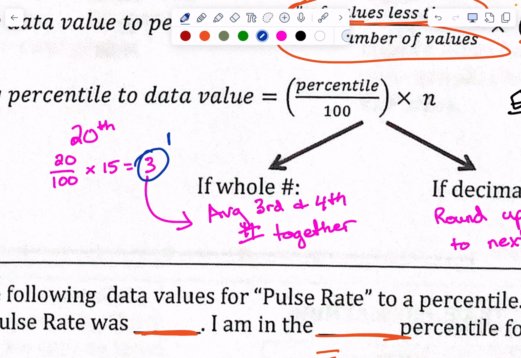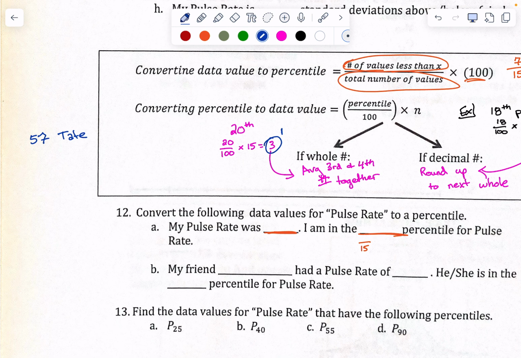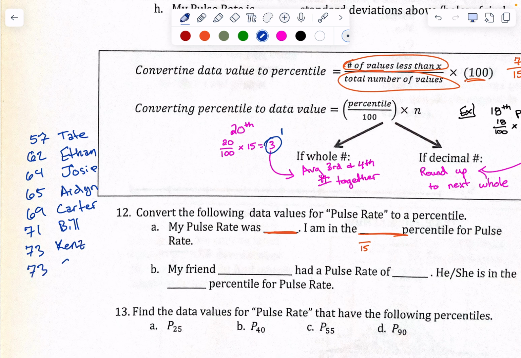So who's my lowest? 57. Tate. Okay, who's next? Ethan with the 62. Me with the 64, Josie. Aiden, 65. 69, Carter. 71, Bill. 73, Kenzie. 73, Ellie. 73, Mallory.